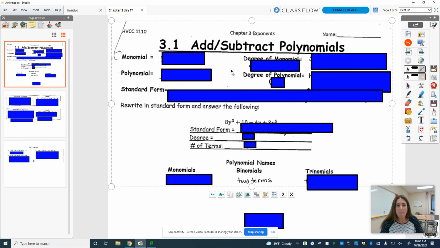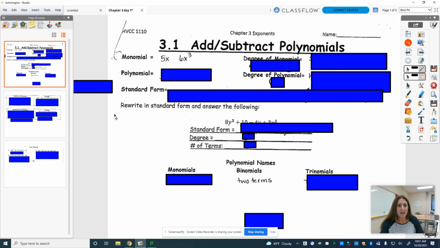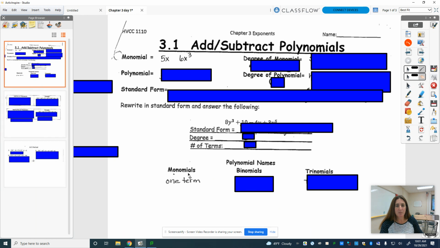What is a monomial? So a monomial, for example, would be like 5x or 6x to the third. 5x consists of a constant, which is 5, and a variable, which is x. Same thing with 6x to the third. 6 is our constant or our leading coefficient, and the x to the third is our variable there. Now, what if someone said to you, what is a monomial? A monomial is just a single term. So a monomial is one term. Monomial, one term.